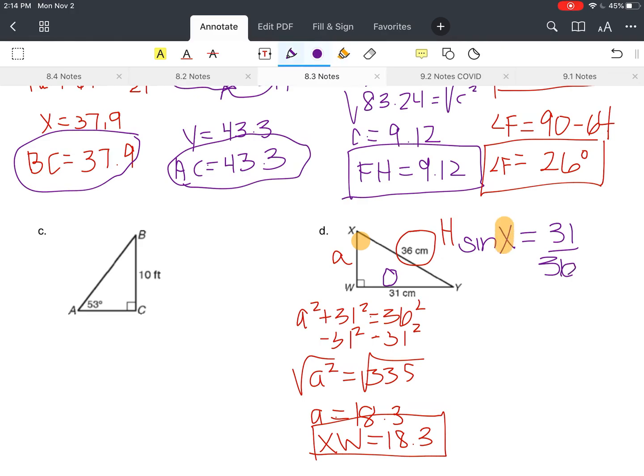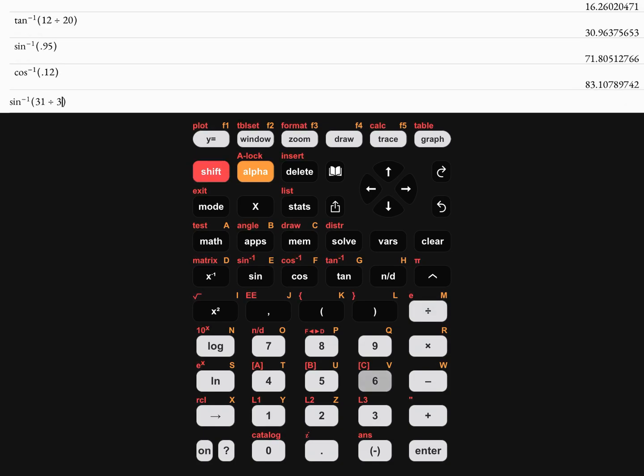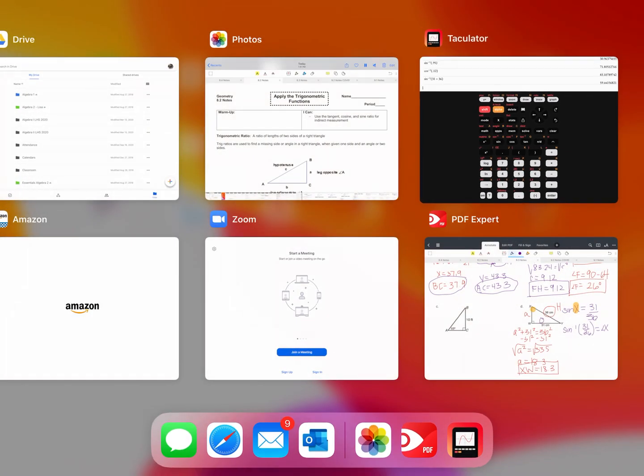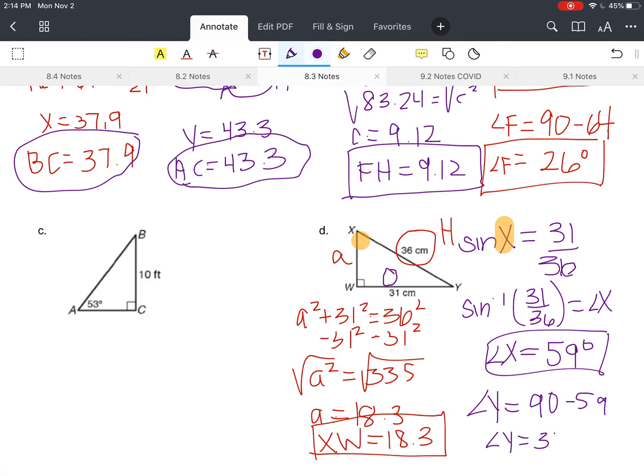So I'm going to say the sine of angle X is equal to 31 over 36. I need to find out what x is. So I'm going to say the sine inverse of 31 over 36 equals angle x. And I can pop that now into my calculator. So shift sine 31 divided by 36, and I get 59.4. Again, I said just round to the nearest whole for angles. So angle x would be 59 degrees. So angle y would be 90 minus 59, because remember, your two smaller angles have to add to 90. So angle y would be 31 degrees.